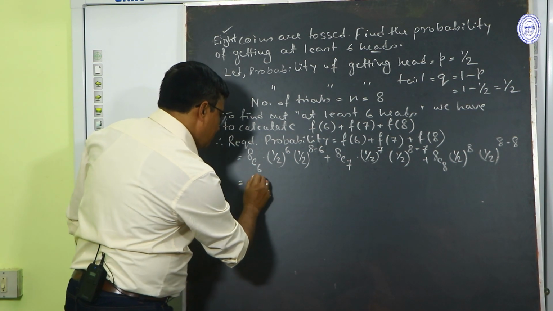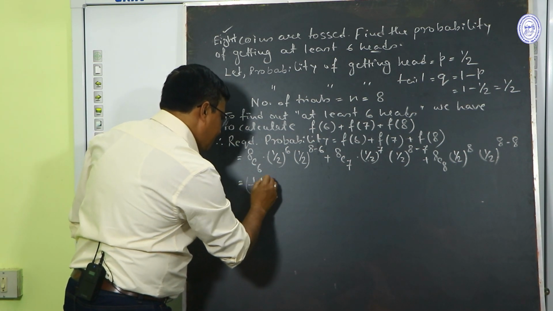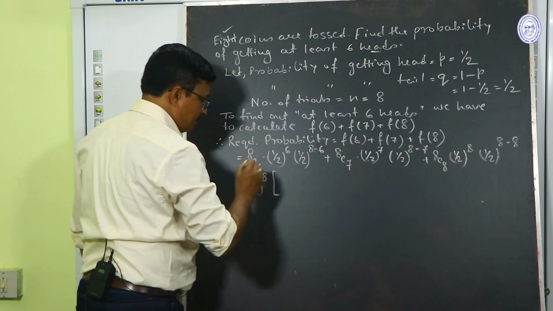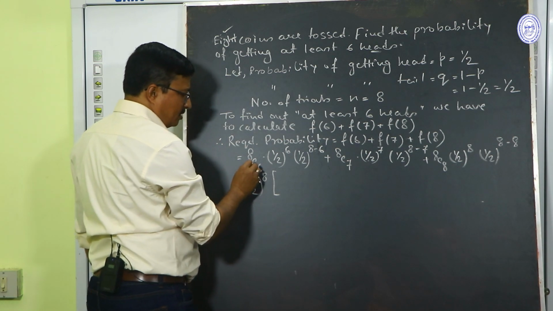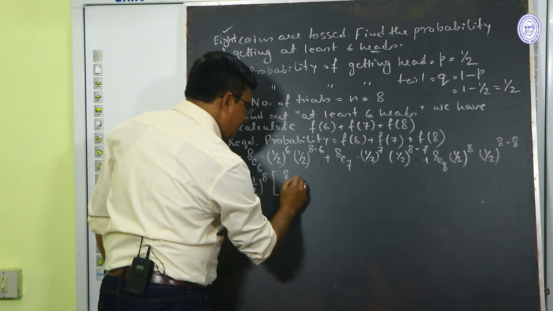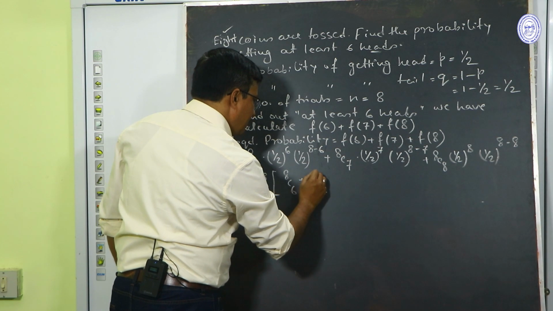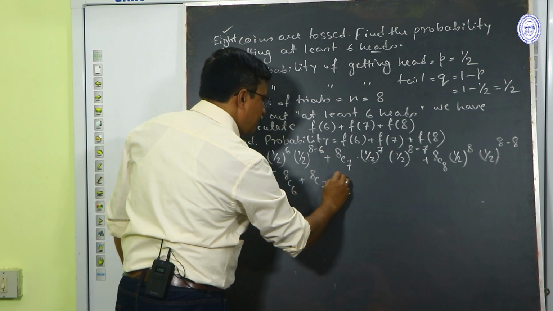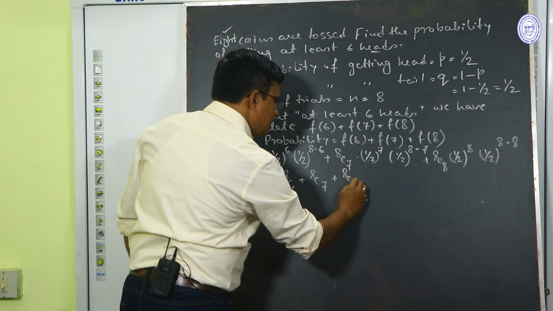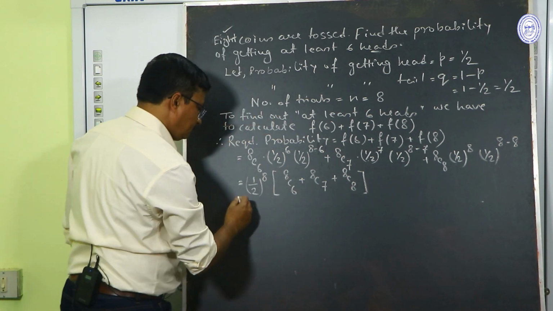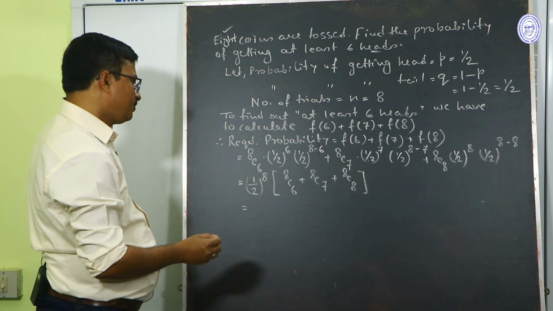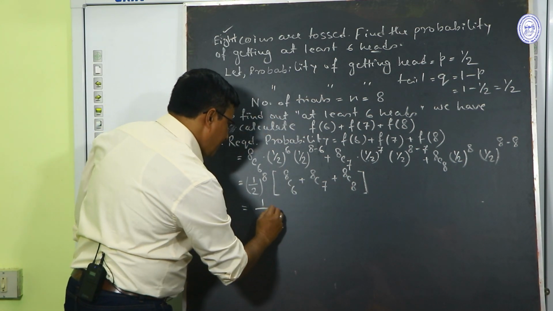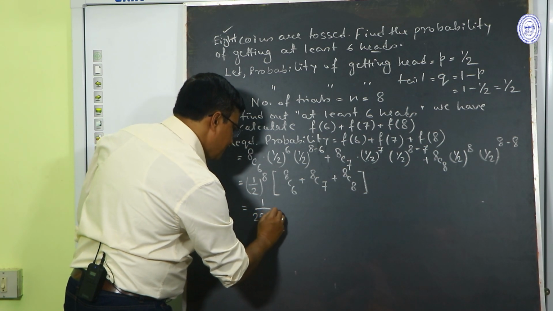So you can take common this part, half to the power 8. Remainder is 8C6 here, 8C7 here, 8C8 here. So half to the power 8 means 1 by 256.